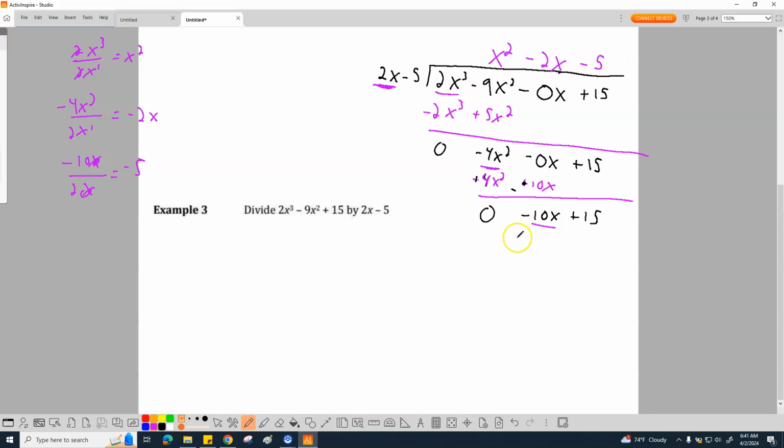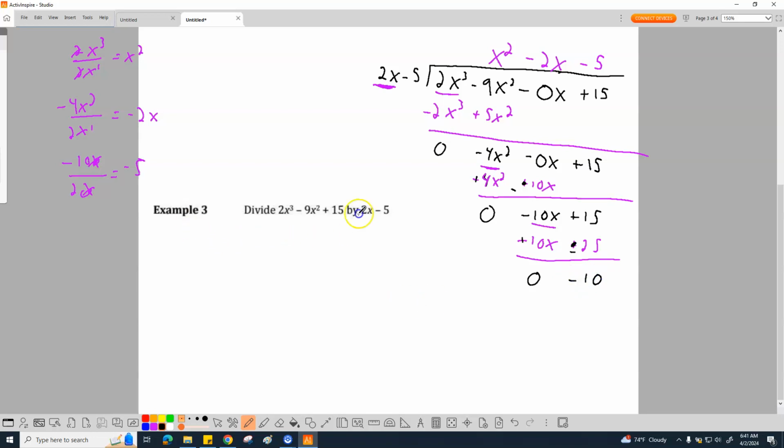Negative 5 times 2 is in fact negative 10x, because it's negative 5 times 2x. And then negative 5 times negative 5 is a positive 25. And then I'm going to go ahead and write this out. So what I end up with now I have to do is change my signs because I'm subtracting. So when you subtract, you basically just change the sign. So if it's negative, make it positive. This becomes negative. Negative 10 plus 10 is 0. And then positive 15 minus 25 is negative 10. So we have a remainder of negative 10.